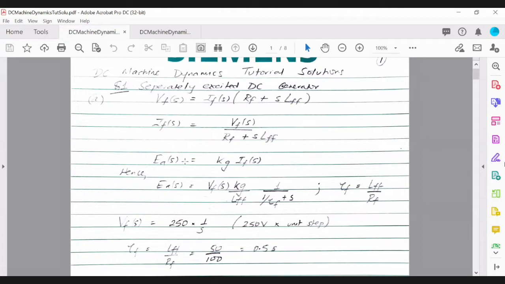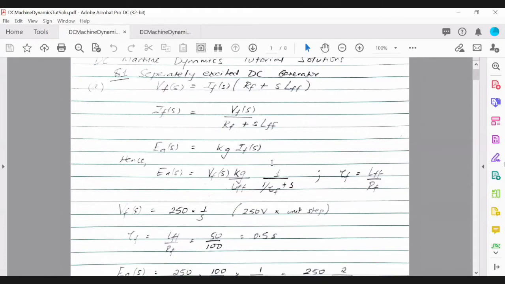And the armature voltage is given by Kg times IF, right? So these two equations we can basically substitute there. As you can see, when you substitute IF in this equation here, you end up with VFS Kg over LF. I've factorized LF outside, and that gives us 1 over tau F plus S, where tau F is LF over RF, right?